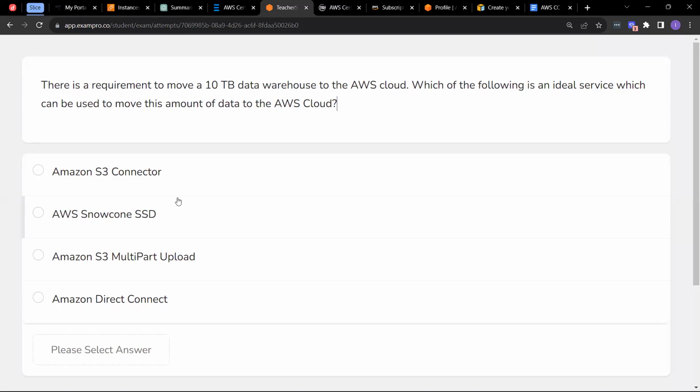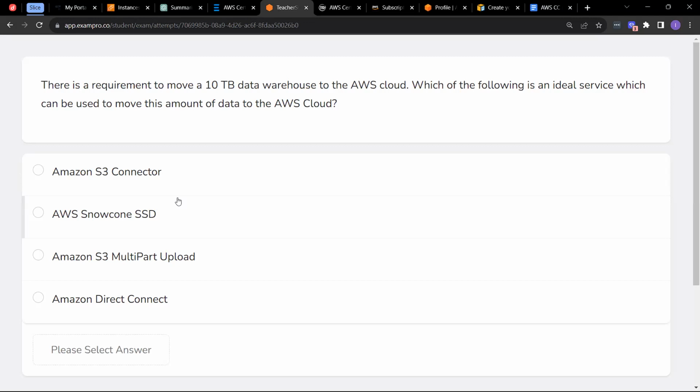So there is Snowmobile, there is Snow Cone, and there is another one, Snowball. Snow Cone SSD is an upgraded version of the Snow Cone. The Snow Cone takes 8 terabytes of data, and the SSD takes about 14 terabytes. And there's Snowball and Snowmobile. So these are hardware.